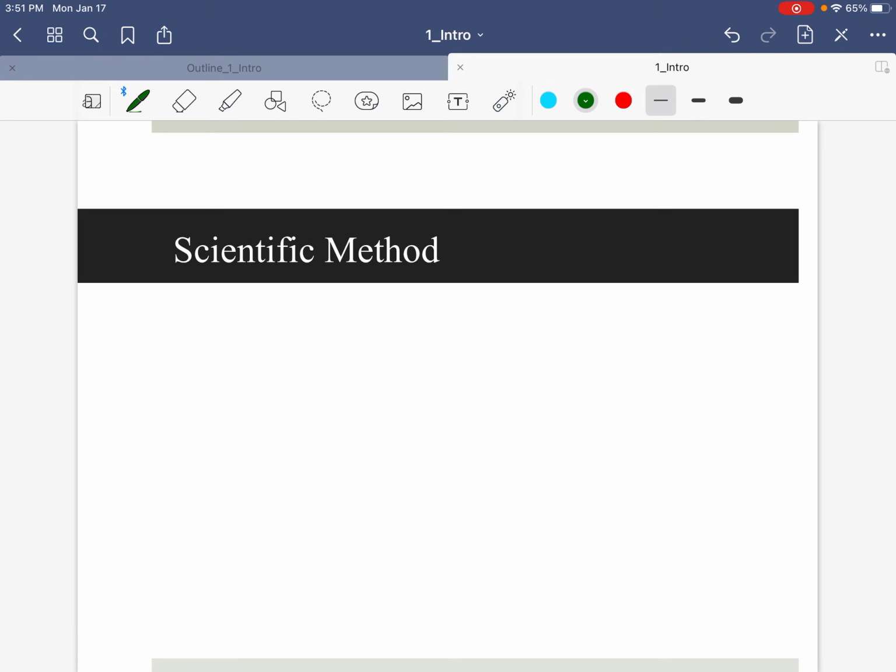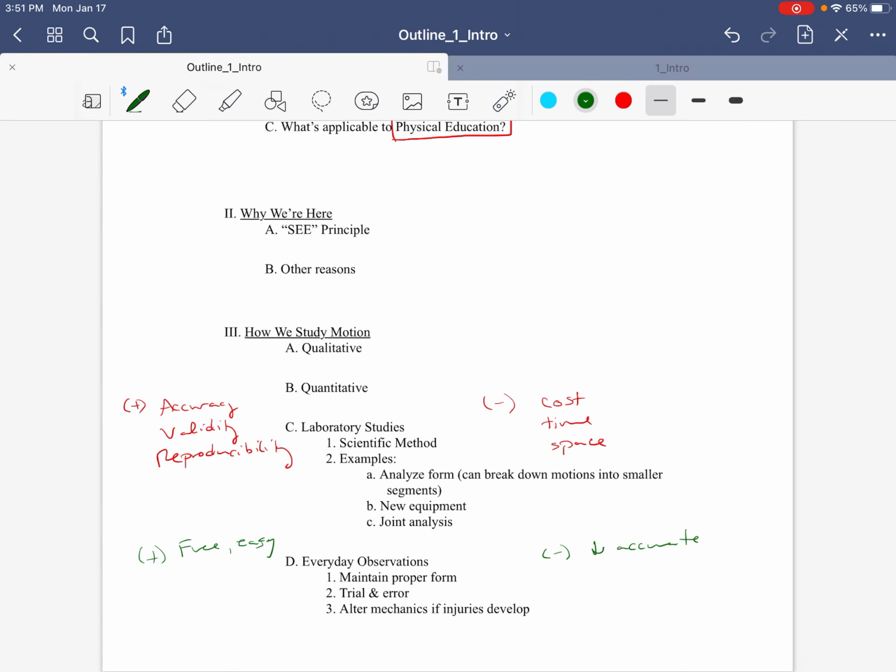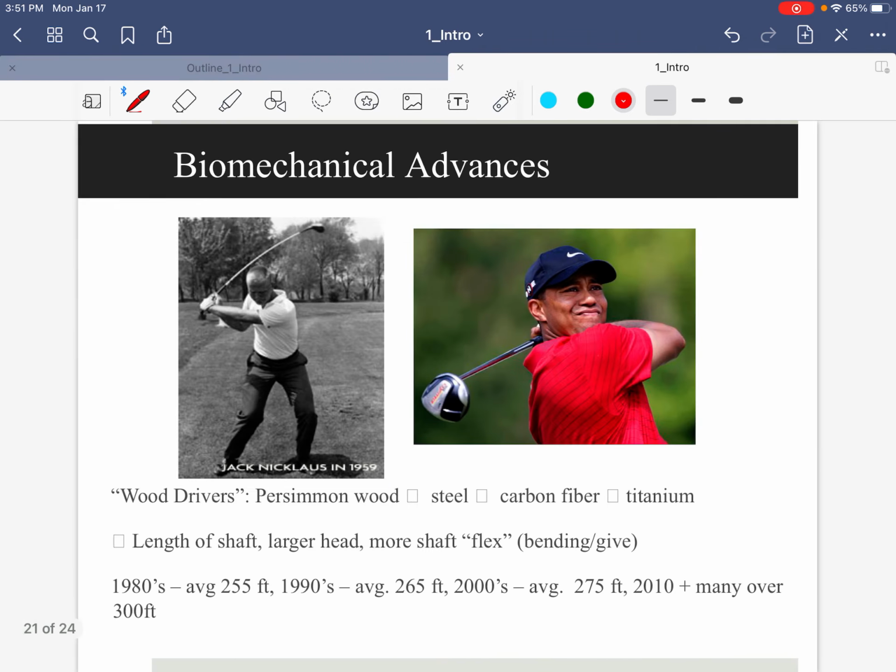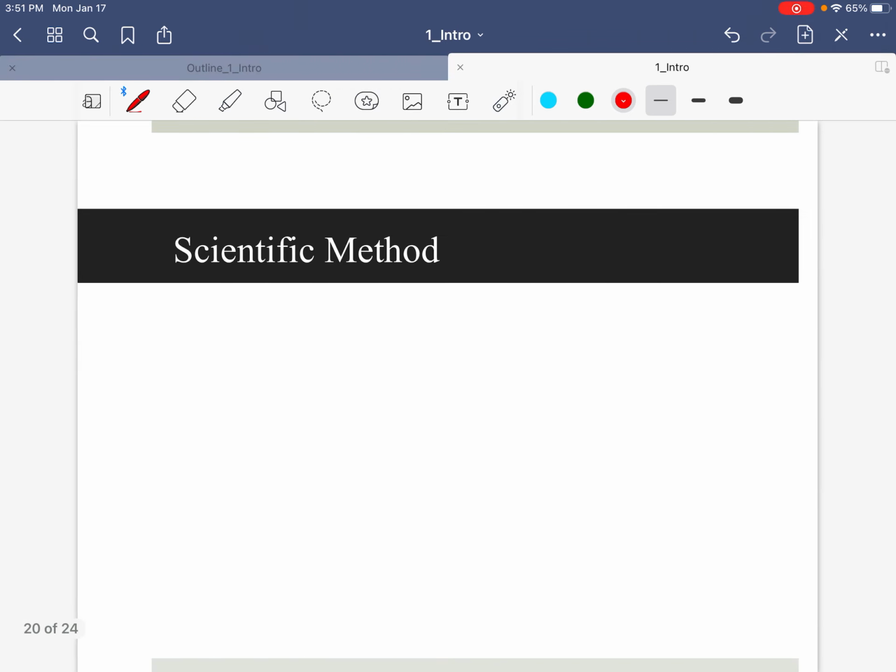All right, so in our example here of how we can study motion, of course we can do a laboratory study. This is obviously better in a lot of ways, but it's not the only way. And then we talked about everyday observations. Well, in a laboratory study, make sure you review the steps of the scientific method. I'm not going to go through them all. Well, I guess we will.